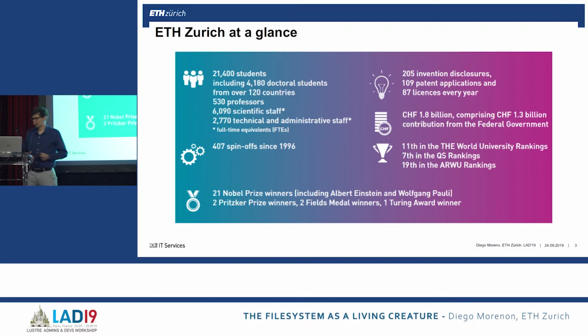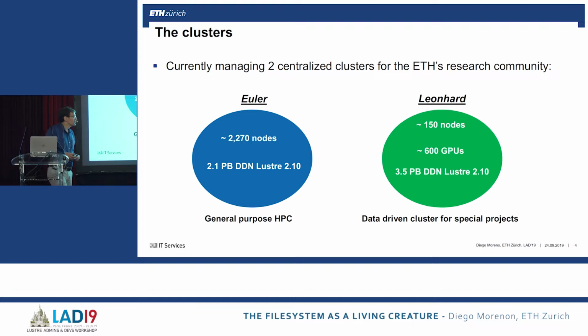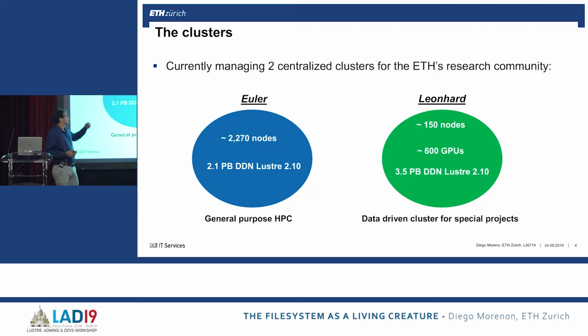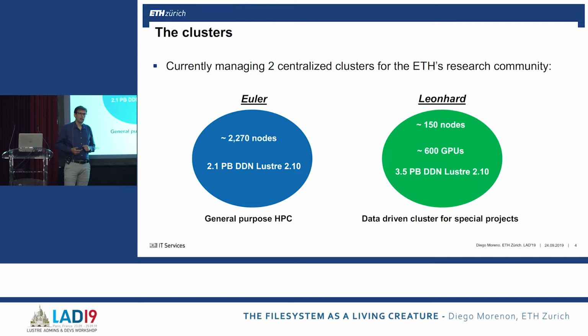So let's see which clusters we are managing. We have mainly two clusters. One is located in Lugano at CSCS. This cluster has many nodes. It's a classical HPC cluster. We now have two petabytes of Lustre 2.10. It is a DDN release, and this is a general purpose HPC.